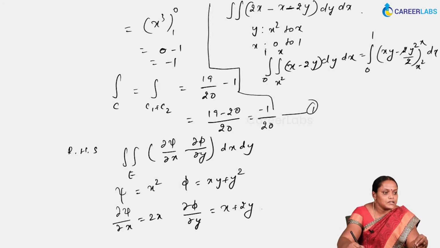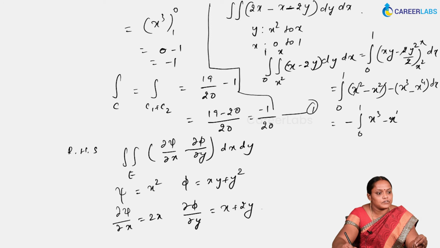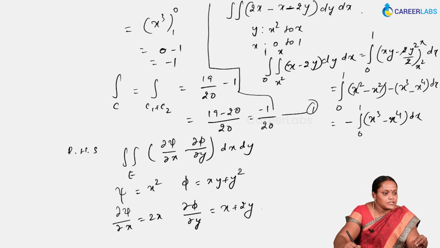So, 2 will get cancelled, and this is equivalent to integral 0 to 1. When you apply the upper limit, it will give you x square minus x square, then minus lower limit will give you x into x square will be x cube minus x square the whole square will be x to the power 4 into dx. So, these two will get cancelled, and this is minus integral 0 to 1 of x cube minus x to the power 4 dx. When you integrate this, this is minus of x power 4 divided by 4 minus x to the power 5 divided by 5 over the limit 0 to 1.